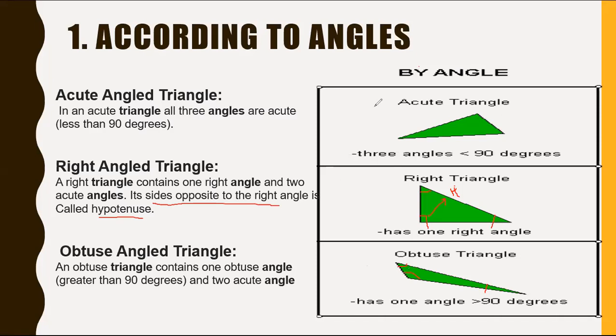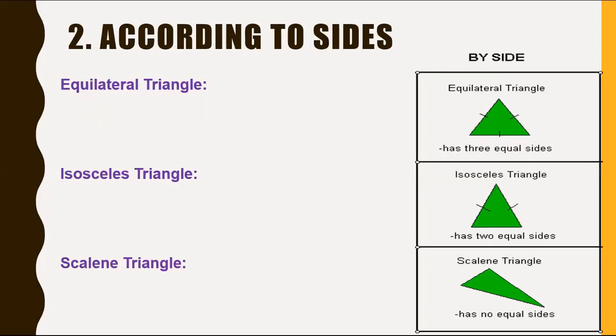When all the angles are acute, it is called an acute triangle. When one angle is a right angle and two are acute, it is called a right angle triangle. And when one angle is obtuse and the other two are acute, it is called an obtuse angle triangle.